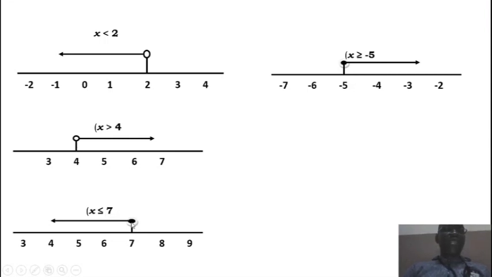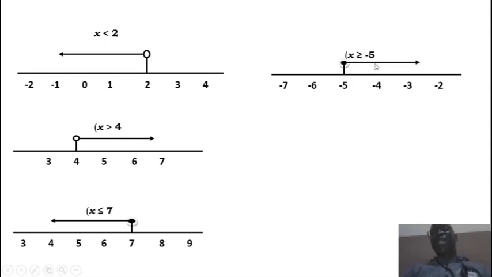So we stand on 7 and go towards any number that is less than 7, but because there is equal to here, we come back and shade this particular circle and it becomes very dark, to show that 7 is a member of the numbers we are talking about. That is also true here. We are going to stand on -5 and go towards the right where we locate all numbers that are greater than or equal to -5.